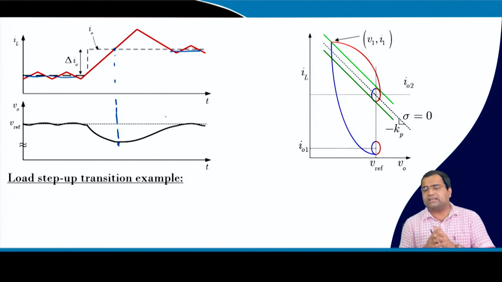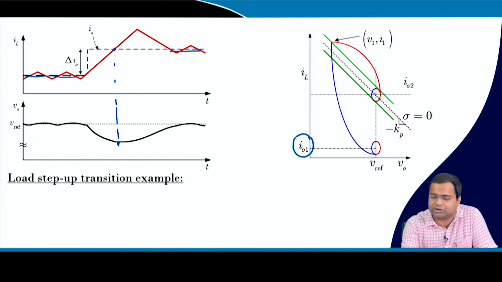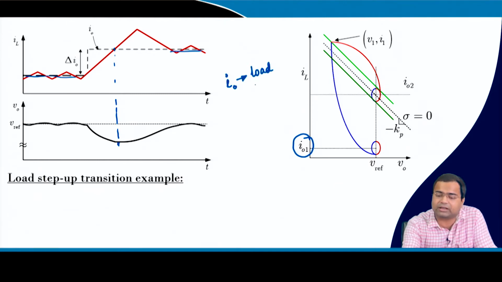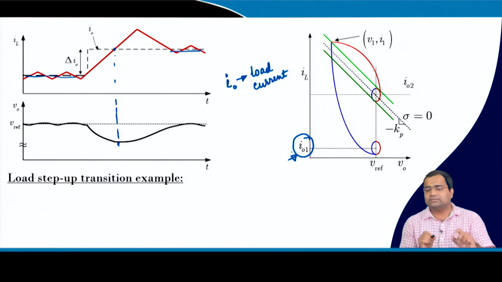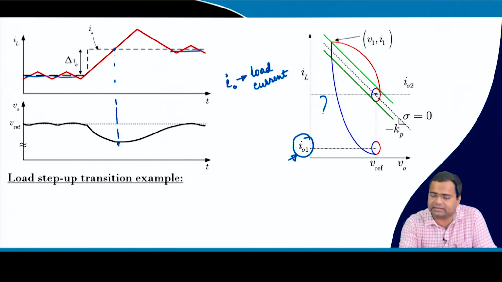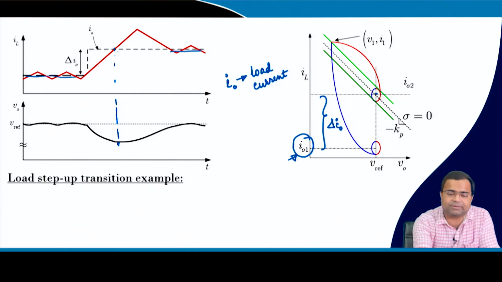Now, our load transition step. So, we are starting from an initial load current of I01. Please remember, we are using I0 as a generic symbol for load current, which was I01 at the beginning of the transient, and at the end at steady state it will be I02, and that difference is delta I0, the load step size, because it is coming from here. So, delta I0.